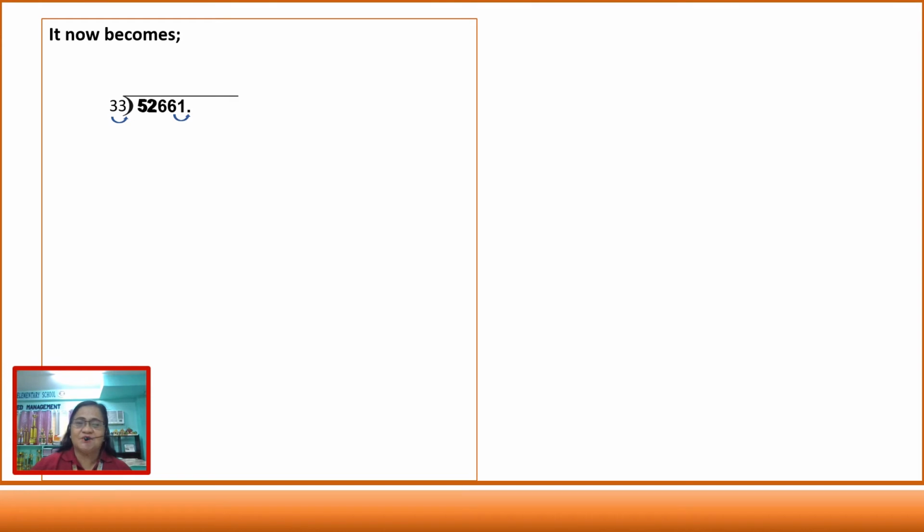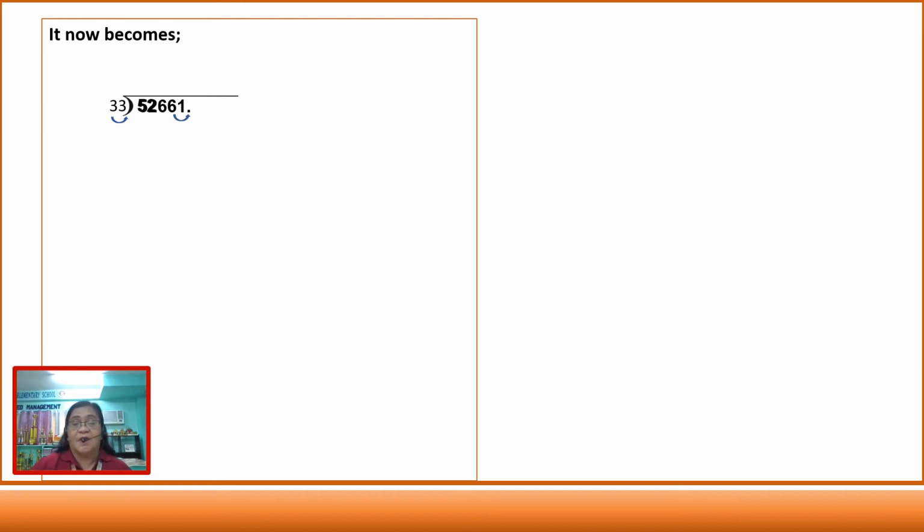After moving the decimal point in the divisor and in the dividend, 3 and 3/10 becomes 33, which is a whole number. And the dividend is now 52,661. Take note that the decimal point is now written after 1. Let's solve.